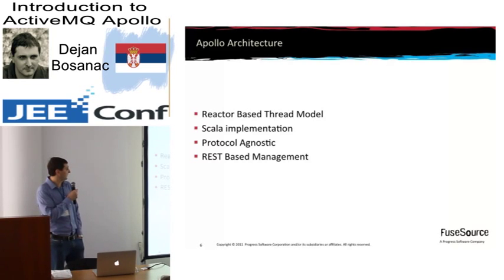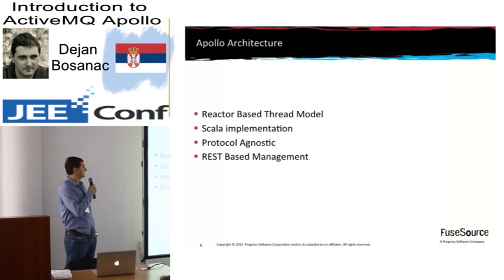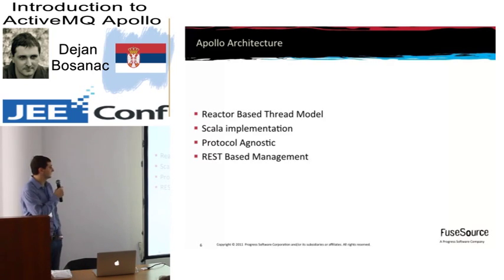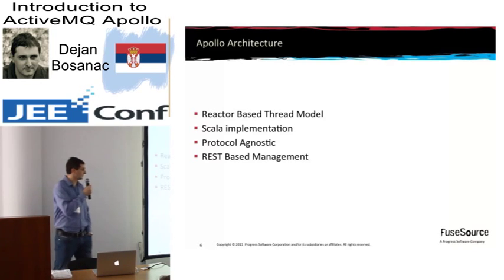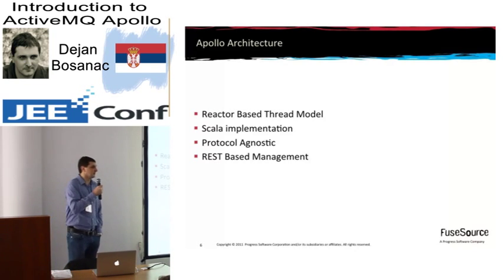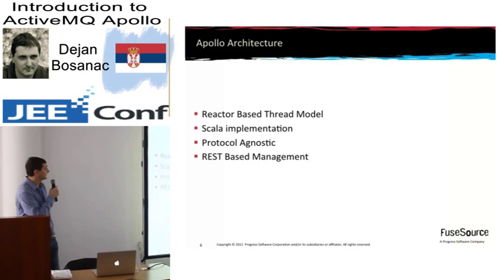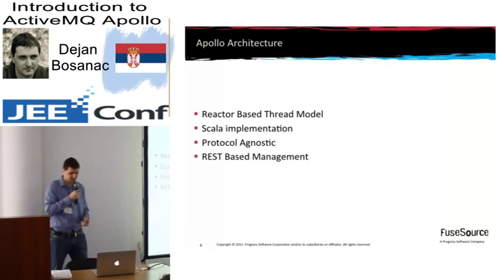I'll now go to some of the basic architecture used in Apollo. We use something called the reactor-based thread model pattern, which I'll go into details soon. It's implemented in Scala. Unlike current ActiveMQ, which started as an open source JMS implementation, and only afterwards we added some other protocols to enable messaging from other platforms, Apollo is protocol agnostic. Inside of the broker core, everything is just a byte payload, and all conversions and serializations are done by plugins, and we did a full REST-based management, which we'll also cover a bit later in the talk.